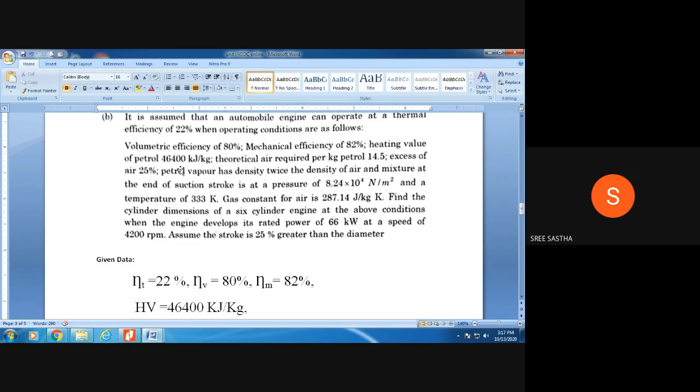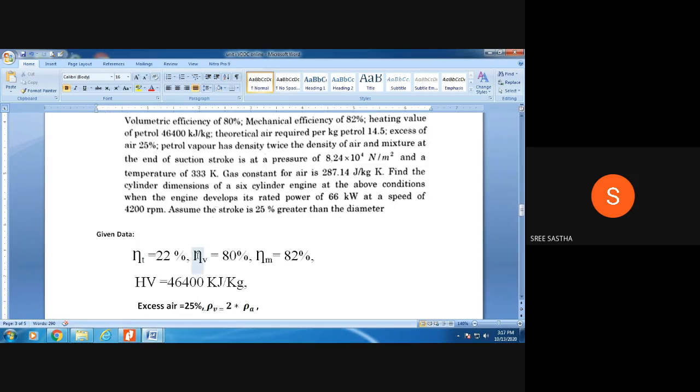Heating value of petrol is 46,400 kilojoule per kilogram. HV, calorific value. Both are the same. Now he is giving one statement, not to confuse you. Already you know for burning 1 kg of fuel we require 14.5 kilogram of air. But he is saying the same thing we already know, given in the problem.